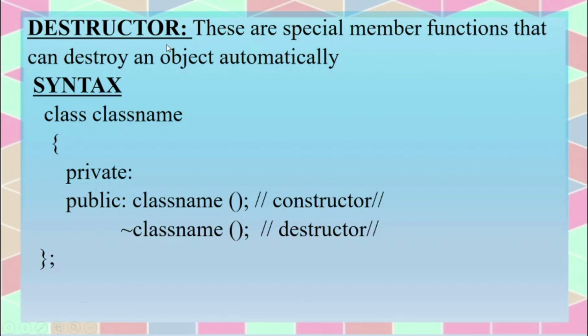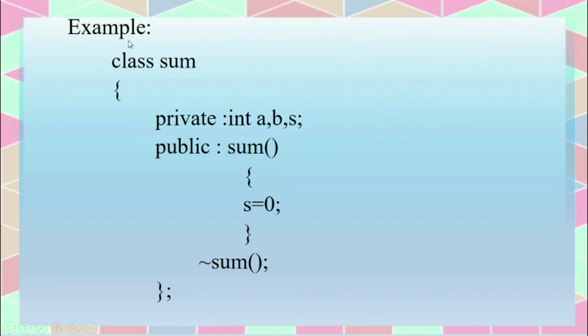that is called destructor. So see the syntax: class name, open curly bracket, private, and in the public declaration we are declaring the constructor like class name, which is a constructor declaration. And again in the public declaration only we can declare another member function using this operator. This is known as the tilde operator, tilde and class name. So this is called the destructor member function, and close the curly bracket, semicolon. So this destructor member function also will be declared under the public declaration, and it is used to destroy an object automatically.